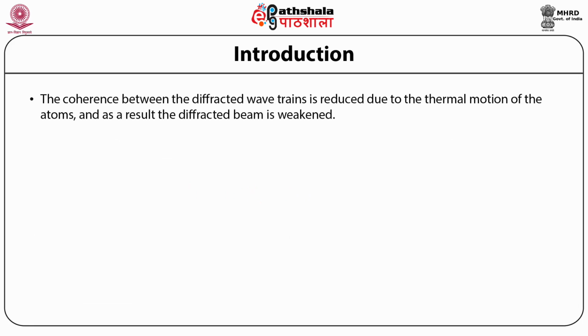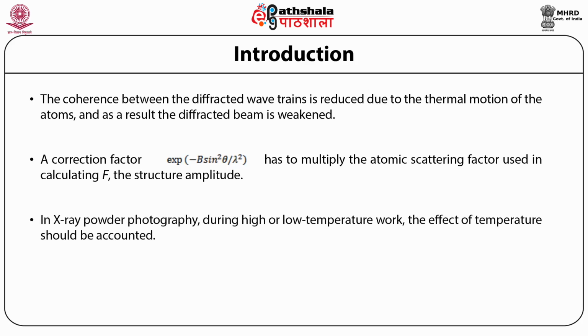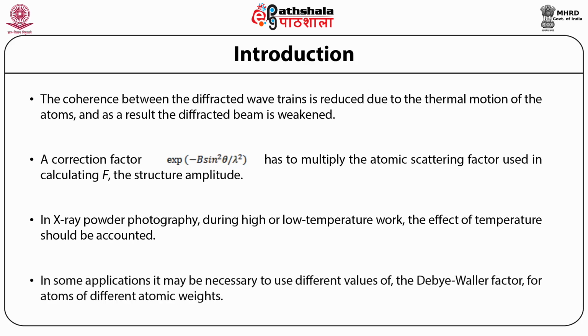The coherence between the diffracted wave trains is reduced due to the thermal motion of the atoms, and as a result, the diffracted beam is weakened. A correction factor e power minus B sin square theta by lambda square has to multiply the atomic scattering factor used in calculating the structure factor amplitude F. In X-ray powder photography, during high or low temperature work, the effect of temperature should be accounted for. In some applications, it may be necessary to use different values of the Debye-Waller factor for atoms of different atomic weights, and the thermal factor will be different depending upon the size of the atom.